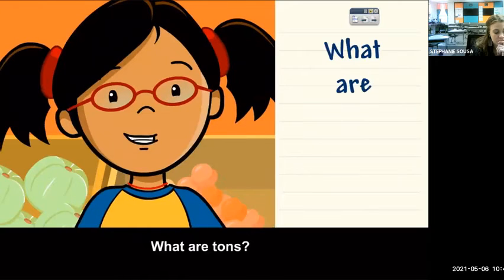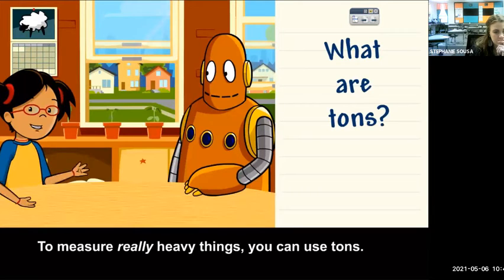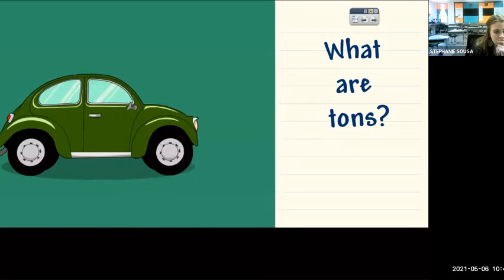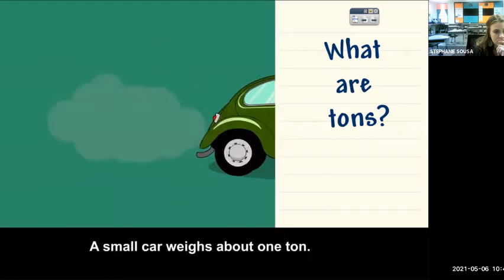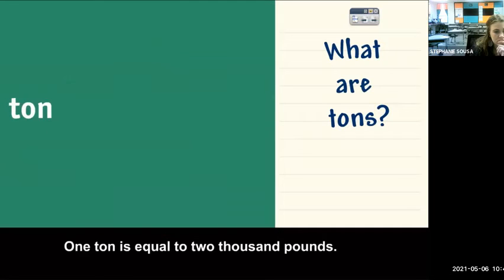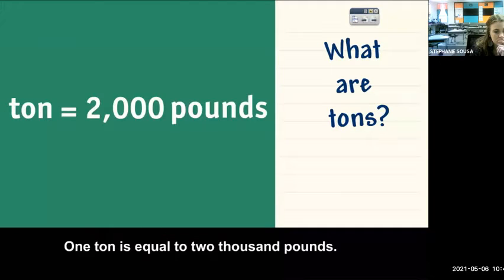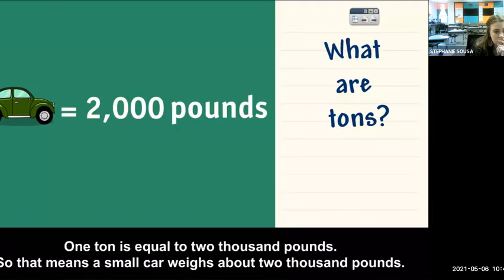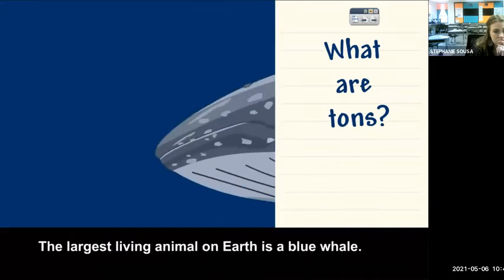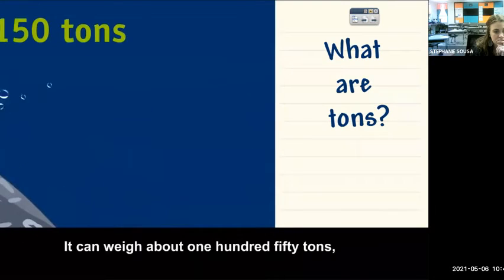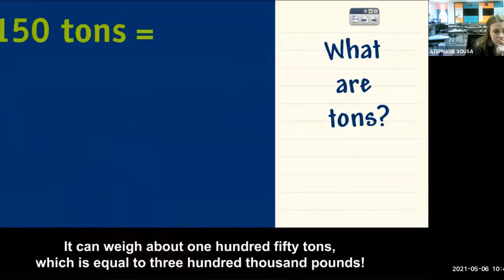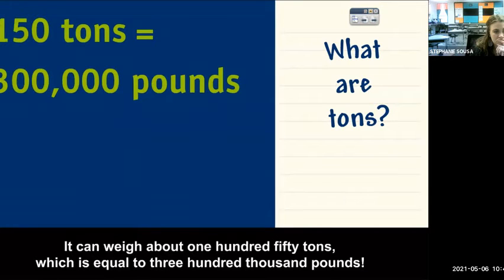What are tons? To measure really heavy things, you can use tons. A small car weighs about 1 ton. 1 ton is equal to 2,000 pounds. So that means a small car weighs about 2,000 pounds. The largest living animal on Earth is a blue whale. It can weigh about 150 tons, which is equal to 300,000 pounds.